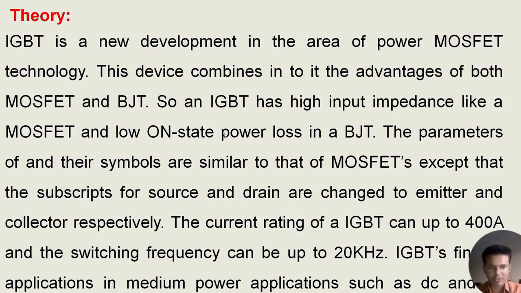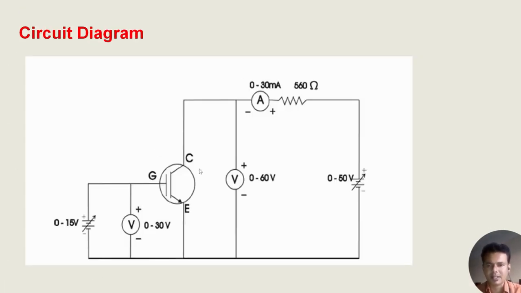When you talk about the theory, the IGBT is newly developed in the era of power MOSFET technology. This device combines the advantages of both a MOSFET and a BJT. An IGBT has a high input impedance like a MOSFET and low on-state power loss like a BJT. The parameters and their symbols are similar to those of the MOSFET, except that the subscripts for source and drain are changed to emitter and collector respectively. The current rating of the IGBT is up to 400 amperes, and the switching frequency can be up to 20 kilohertz.